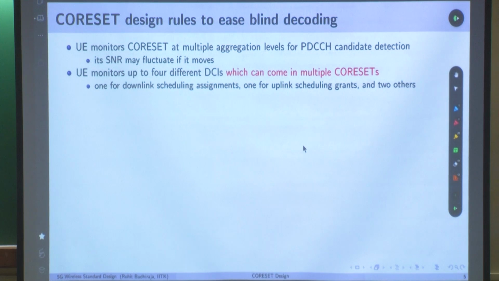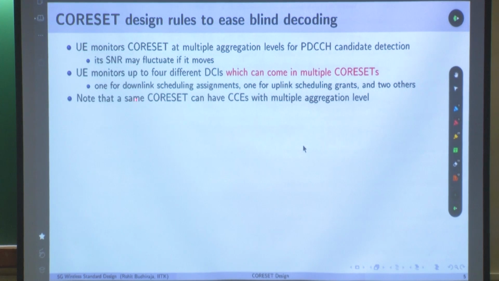So the UE monitors up to 4 different DCIs. That is the point I am trying to make here. And they can come in multiple CORESETs and multiple aggregation levels. For the downlink, it can come at aggregation level 1, and for the uplink, it can come at any other aggregation level, because as I said earlier, the downlink and uplink power budgets are different. So the UE might see a different SNR in downlink and some other SNR in uplink, because the transmit powers are different. So you can use one aggregation level for downlink and another for uplink.